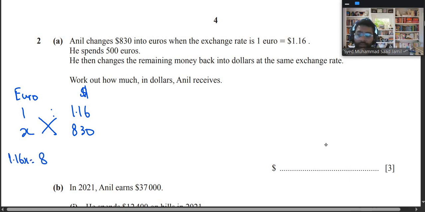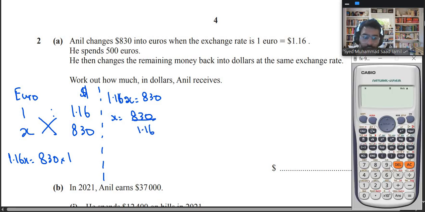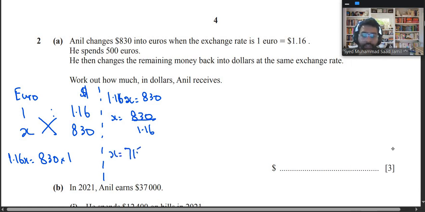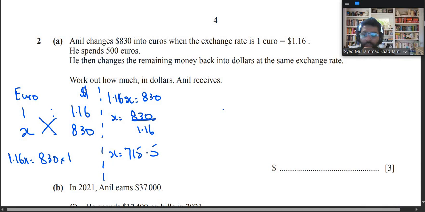1.16x is equal to 830 multiplied by 1. x is equal to 830 divided by 1.16. So 830 divided by 1.16. So he gets x is equal to 715.517. So this is the amount of euros he has.